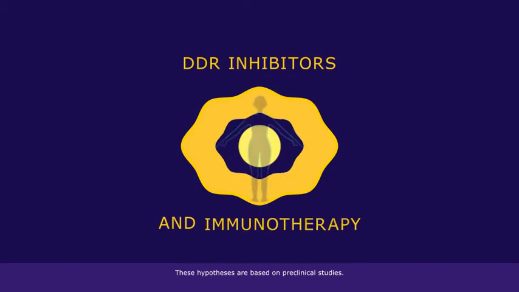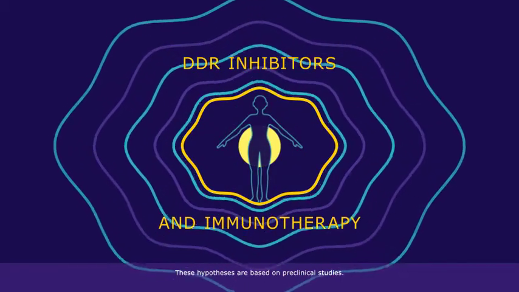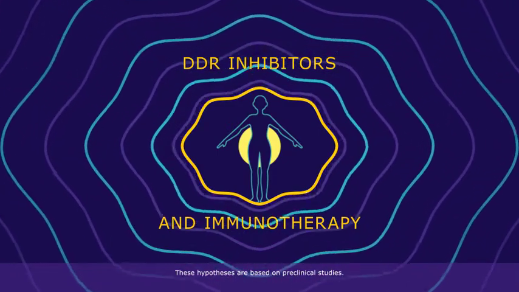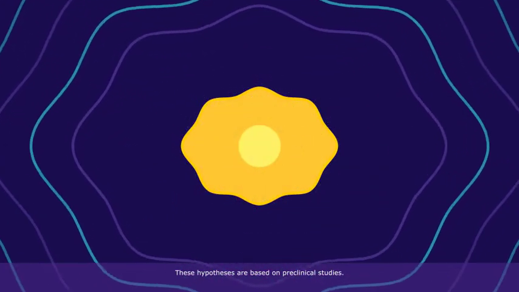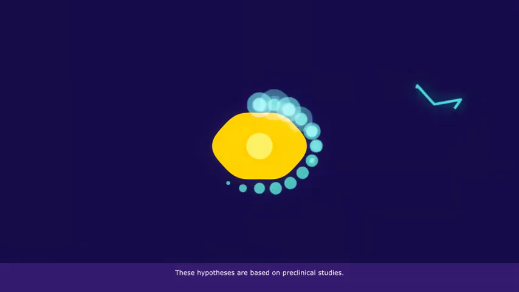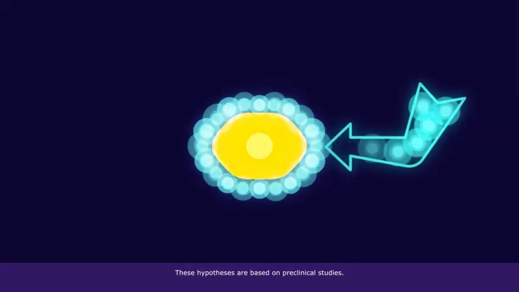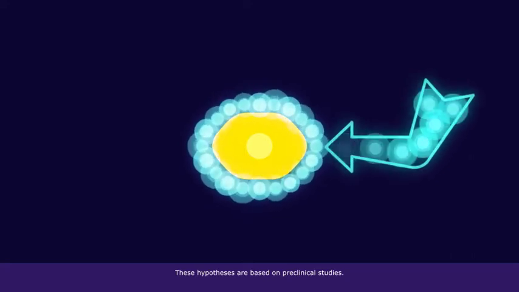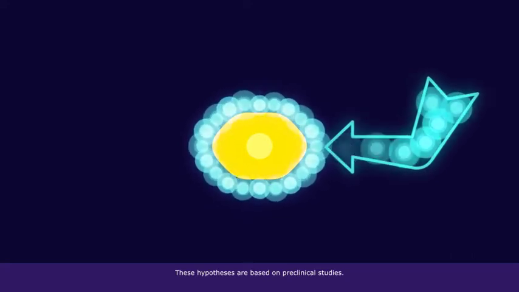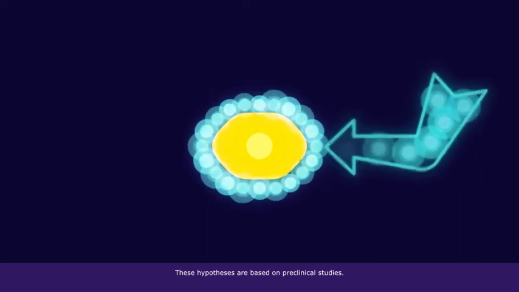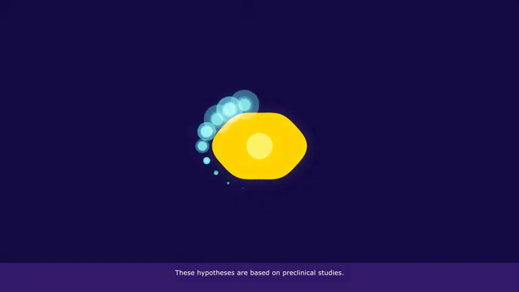Finally, DDR inhibitors in combination with immunotherapies are being studied to determine if they promote immunogenicity in a number of ways. One way this may be done is by expanding the neoantigen repertoire. The genetic alterations accumulated by cancer cells create tumor neoantigens. The additional mutational load can potentially increase the immunogenicity of cancers and subsequent responses to immunotherapy.